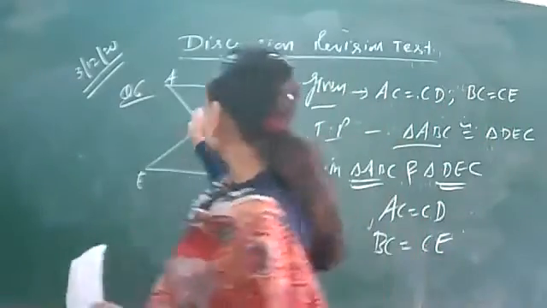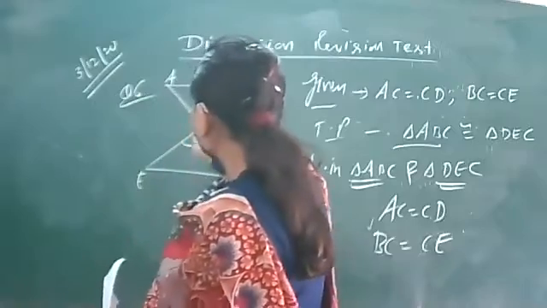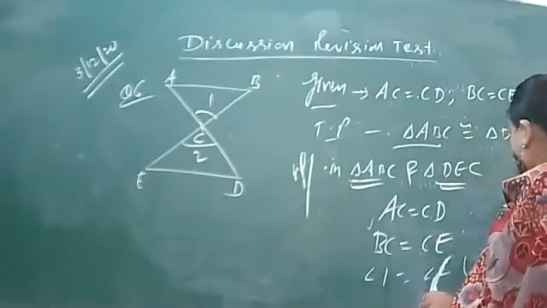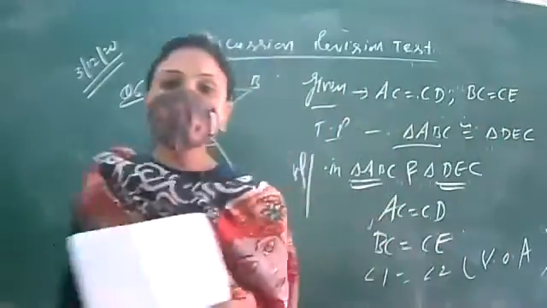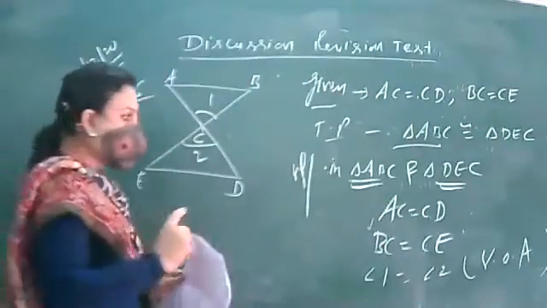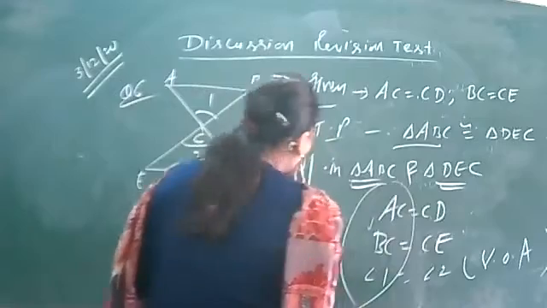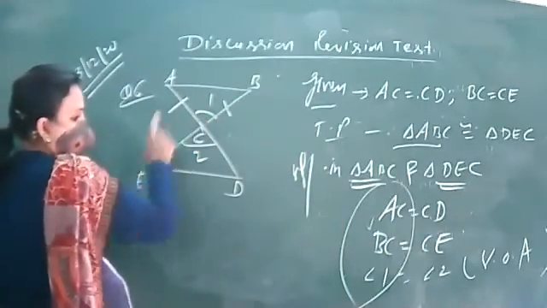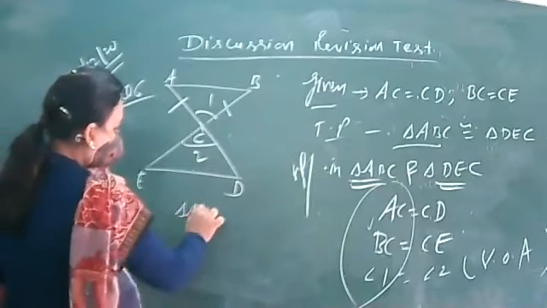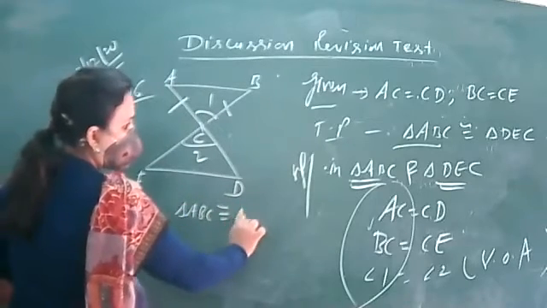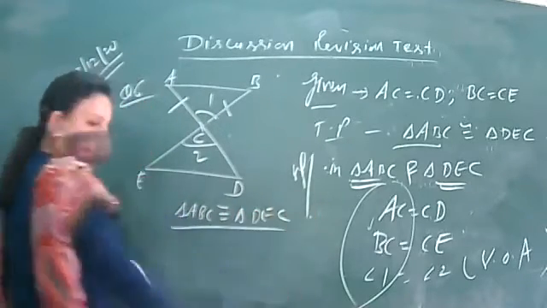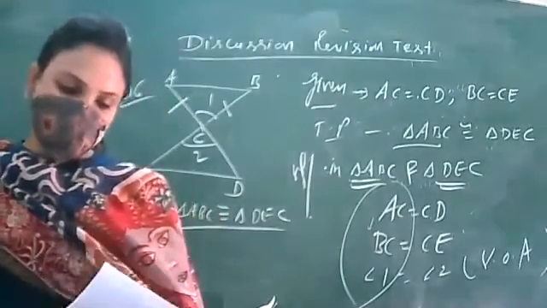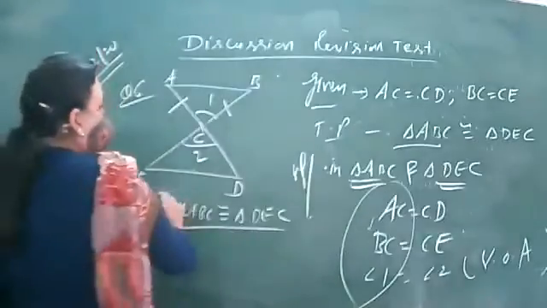Absolutely right. Angle ACB and angle ECD, angle 1 equal to angle 2, vertically opposite angles, right? So now taking up one side of the congruency, let us take this side AC, BC, angle 1, using the concept of SAS rule. So by SAS rule, triangle ABC is congruent to triangle DEC, and hence proved. This was the 6th question. Let us start with question number 7.